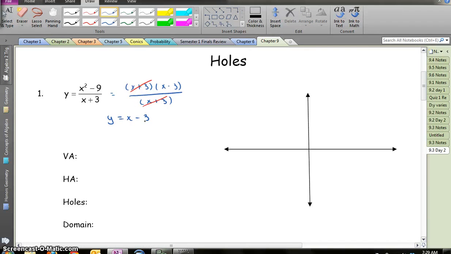Now, me and you know what kind of graph that is. That's a linear function. So if I wanted to graph that, I graph my y-intercept, and my slope is up 1 over 1, up 1 over 1. So that's the graph I'm dealing with. Now, when looking at this, you would never have thought that was a straight line.